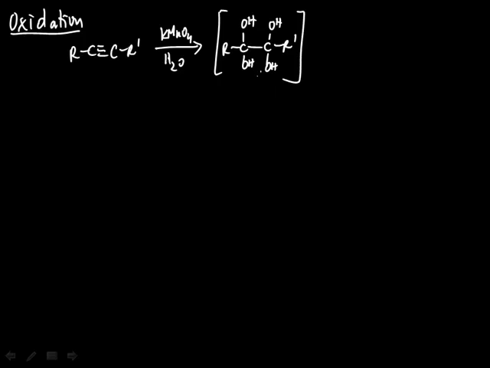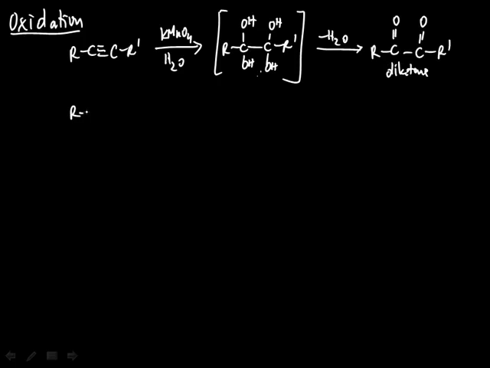But compounds which have 2 OH groups attached to the same carbon are typically unstable, and so they lose water to give things like this, basically diketones, which is the final product of it.